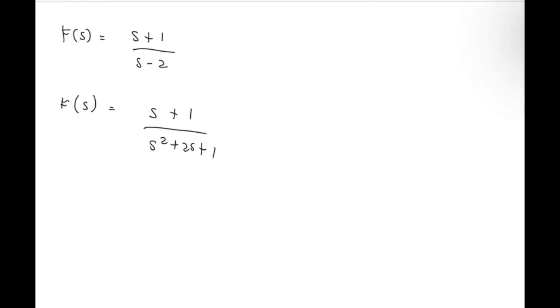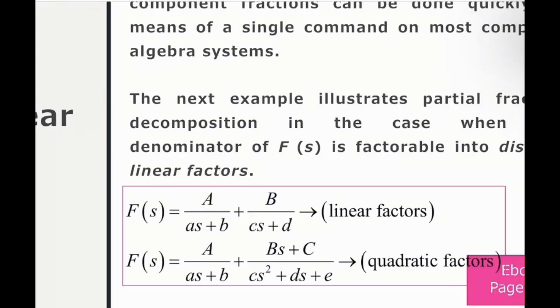But if we have a function like this, where the power of s in the numerator and the power of s in the denominator are equal, then you need to do long division. You need to divide s plus 1 by s minus 2 by using the method of long division.